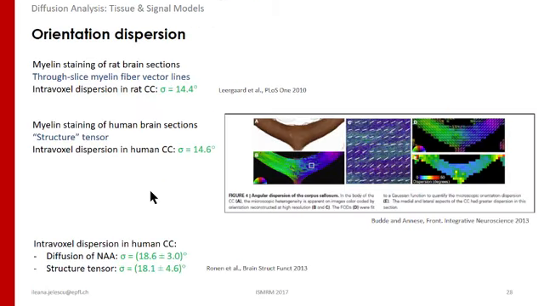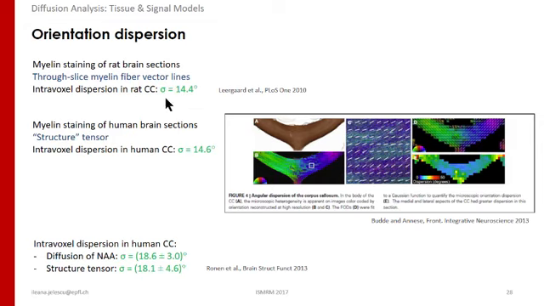Now, the other biomarker that we can try to validate is the orientation dispersion of the axons. I don't know of a study that compared estimates of orientation dispersion from biophysical modeling to those from other methods that I will briefly mention here, but at least we now have some guidelines as to what to expect in rat corpus callosum and human corpus callosum. For example here, this was done using myelin staining of rat brain sections and then through-slice myelin fiber vector lines. This is work by Lergaard and colleagues. They estimated this dispersion in the rat cortex to be about 14 degrees.